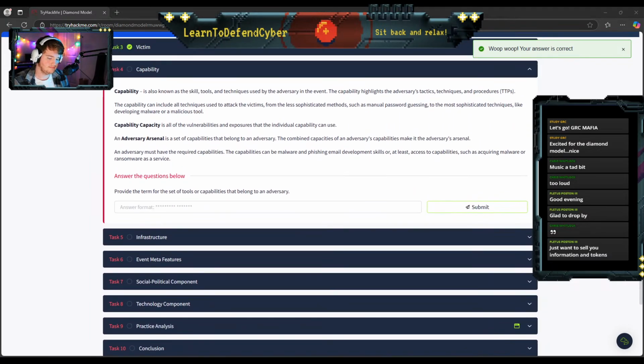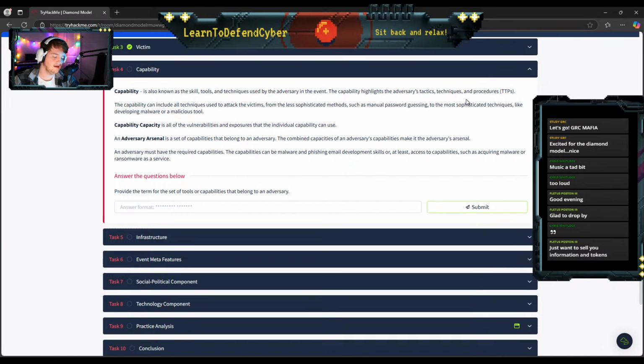Capability. Capability is known as the skill, tools, and techniques used by the adversary in the event. So this is our TTPs. Yep, they highlighted it right down here. Tactics, techniques, and procedures. Now, if you remember when we were going through the kill chain and we talked about the pyramid of pain, right? I have a couple extra videos for that. You can go and watch those if you're interested.